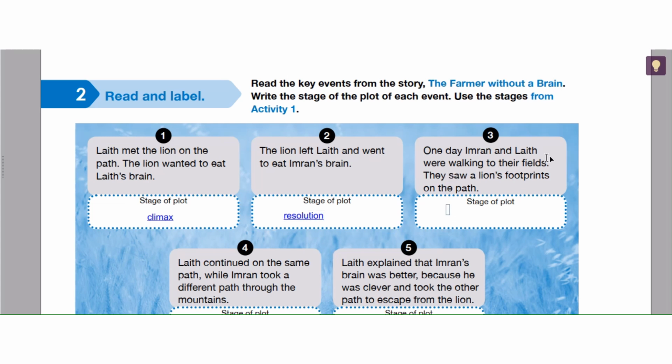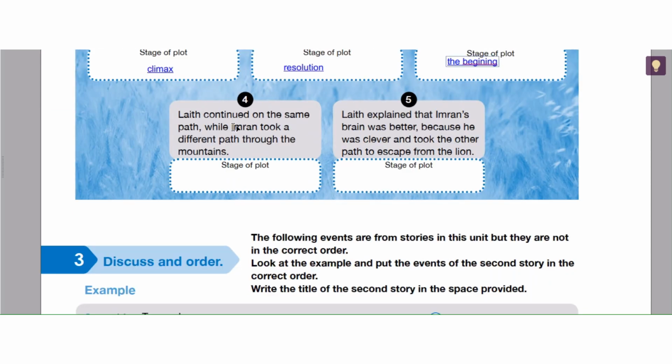One day Imran and Leith were walking to their fields. They saw a lion's footprints on the path. Very good, the beginning. Leith continued on the same path while Imran took a different path through the mountains. This is rising action.